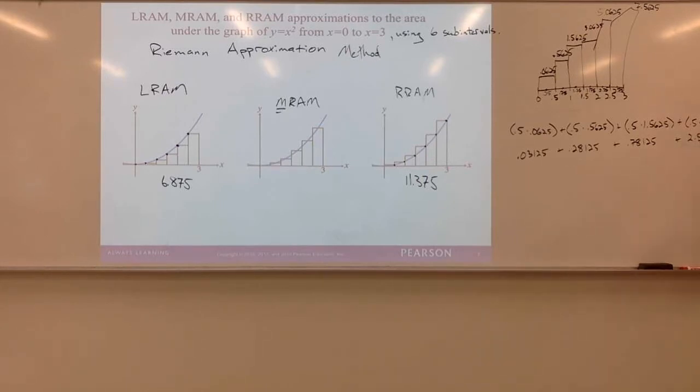Wait, except one. Sorry, that's the next one. Yeah, this is 1.53125. All right, so I mean this is a little bit of tedious calculation, right? Adding up all these areas of rectangles.